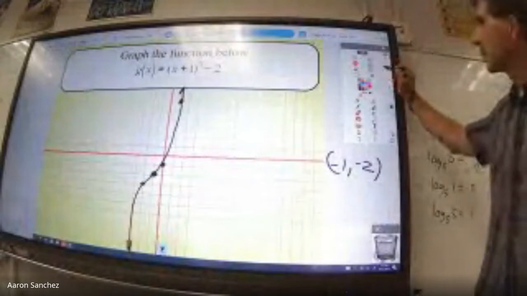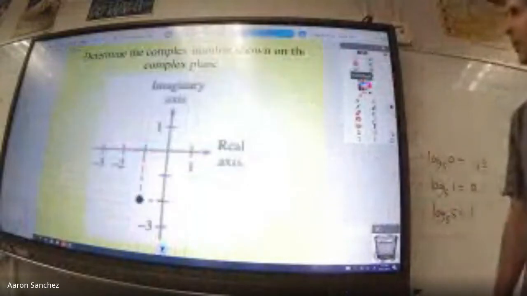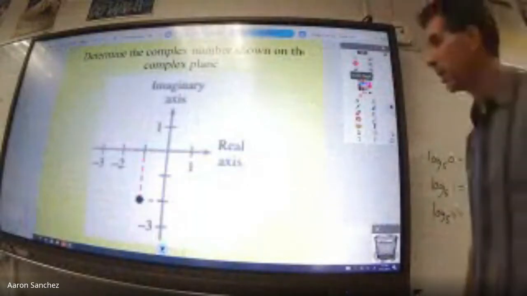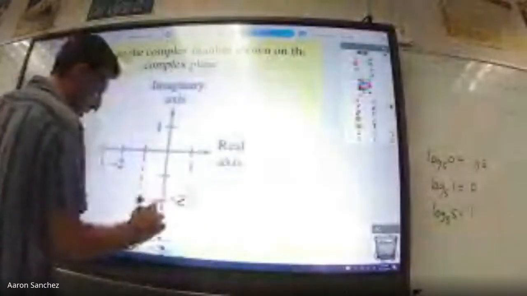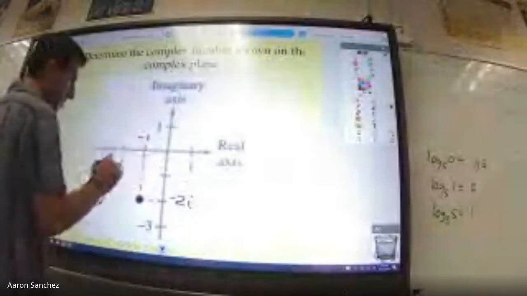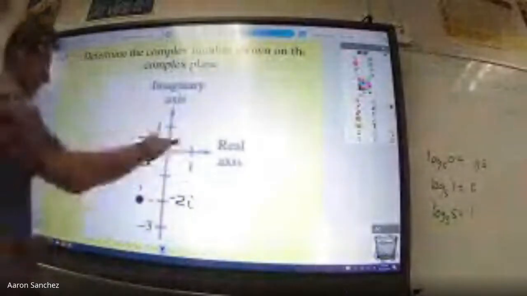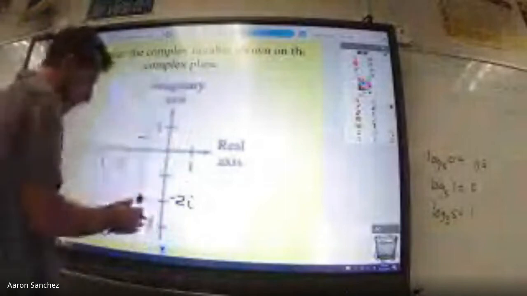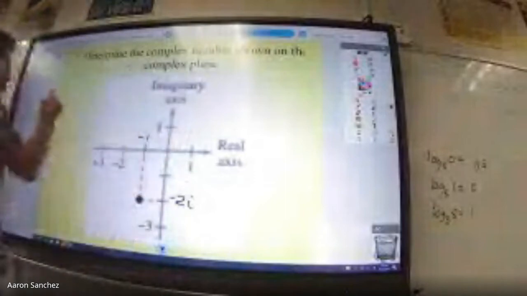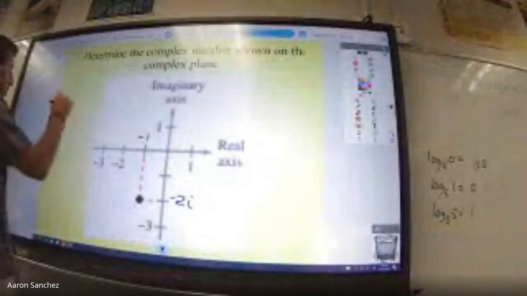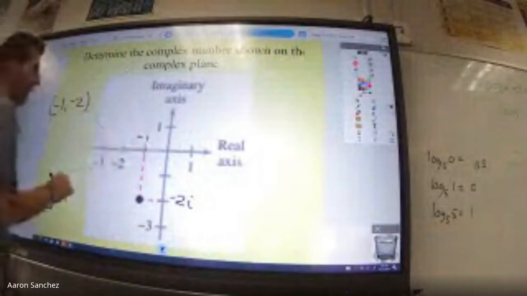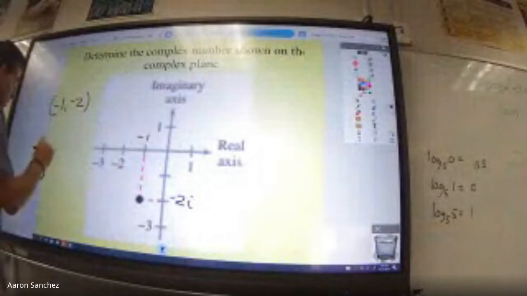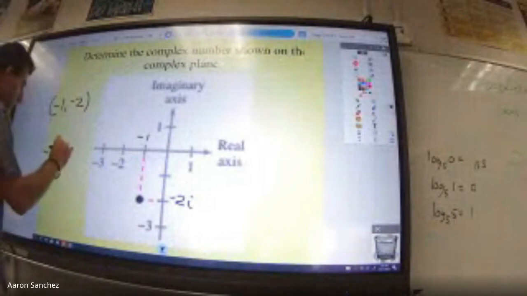Let's go to the next one. Determine the complex number shown in the plane. It's probably hard to see, but this here is negative 2i. This here is negative 1. Now the x-axis is the real numbers. The y-axis is the imaginary numbers. So just like a coordinate plane, which we normally say negative 2, negative 1, that's if it was a regular coordinate plane, but it's not. It's an imaginary coordinate plane. So we're going to say negative 1 minus 2i.